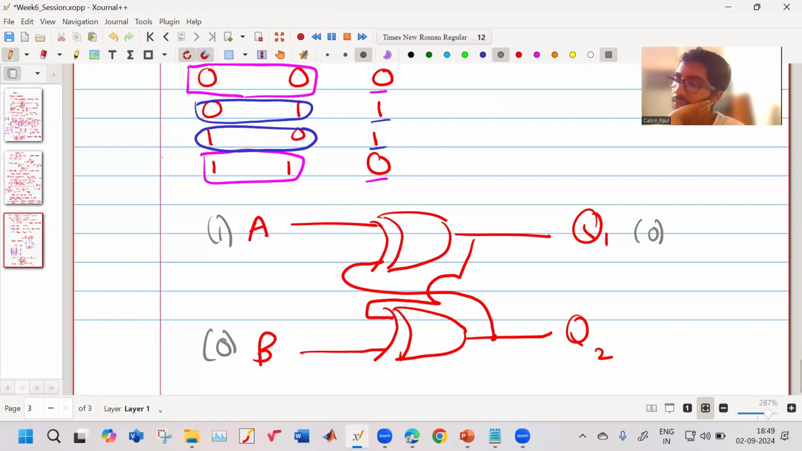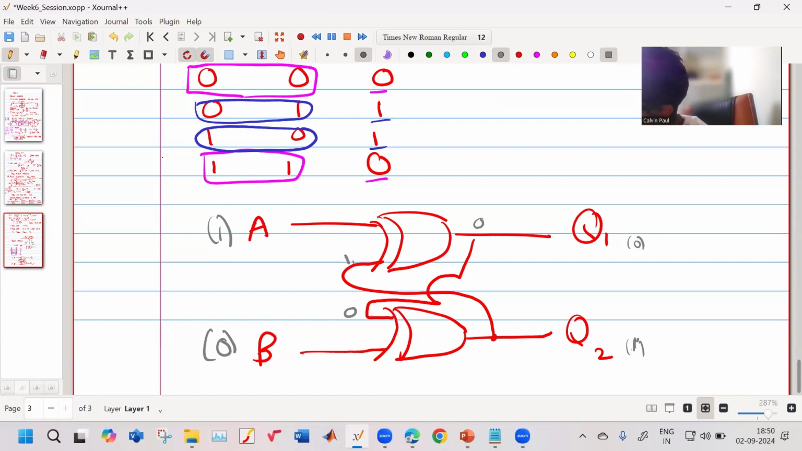Let us say before this, Q2 was 1 and Q1, let us say, was 0. So if Q2 was 1, then what happens? Suppose your Q2 is 1, right? So this will become 1. So here it will become 1. 1 and 1 becomes 0. And this 0 comes here. 0 and 0.